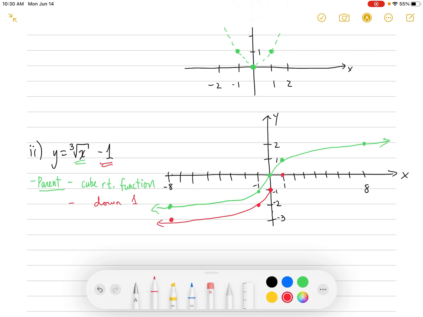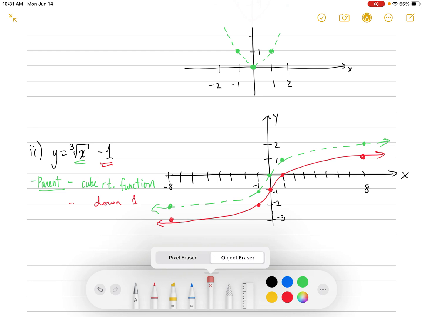Okay. And then, on the right there at 1, 1, we're going to move it down 1 to 1, 0. And 8, 2 is going to move down to 8, 1. And we're going to have this on the right side. And as far as the green, I should have left that as a dashed line. Let's make that a dashed line. I want to just keep the solid line for my final graph.